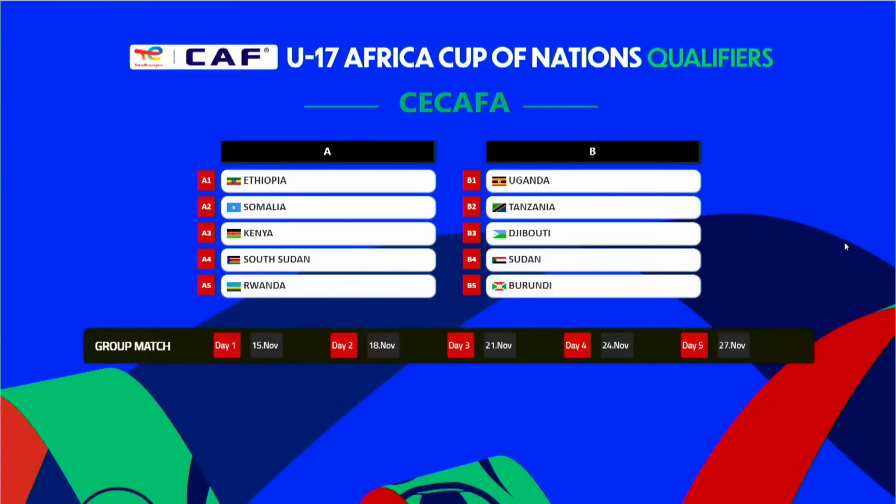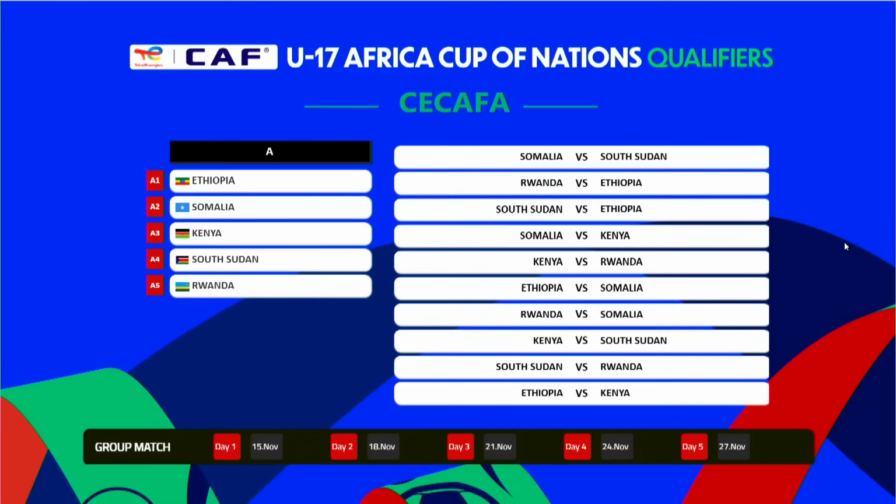We shall have the top 2 teams from each group qualify for the semi-final, which means the first team in Group A will play the second-placed team in Group B, and the first team in Group B will play the second-placed team in Group A. The losers at the semi-final level will play a playoff game to decide who wins the bronze medal. The winners, the first runners-up and the second runners-up will qualify to represent the Cecafa zone at the TotalEnergies Under-17 Africa Cup of Nations next year.